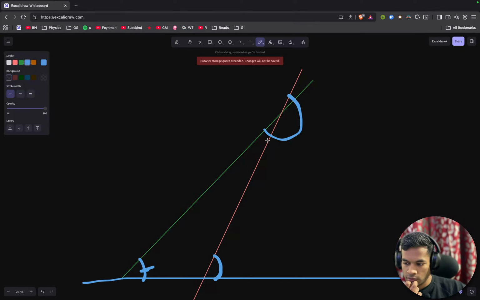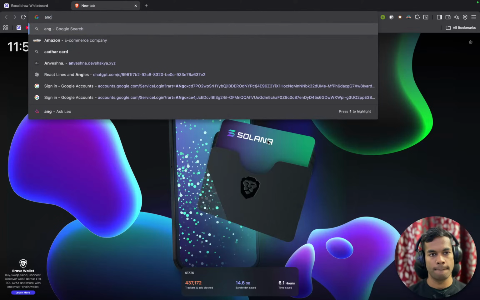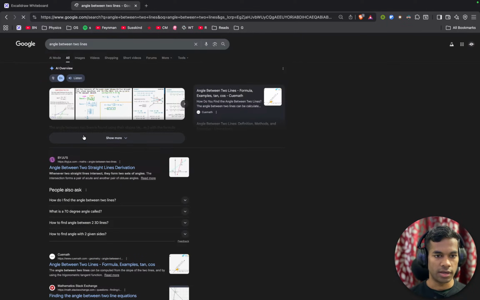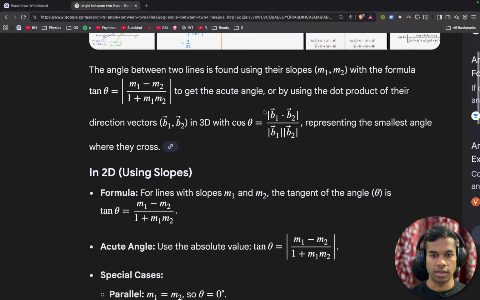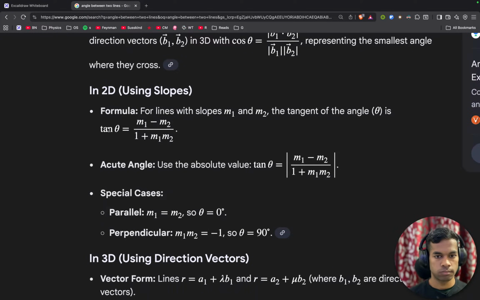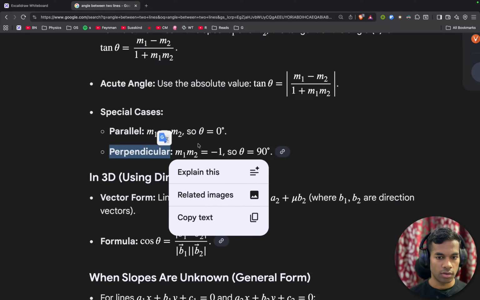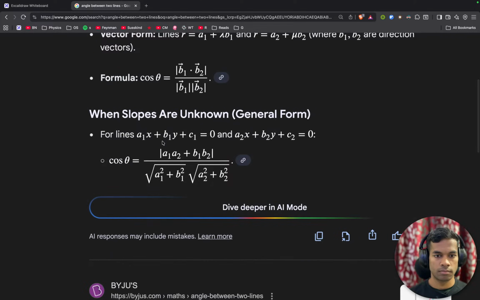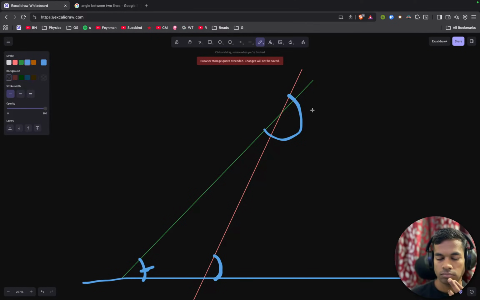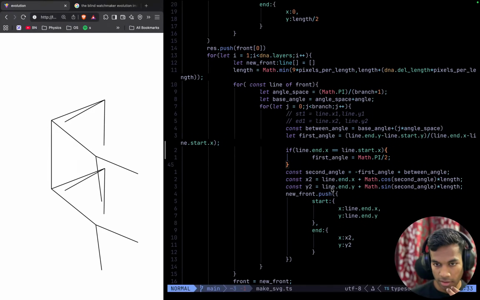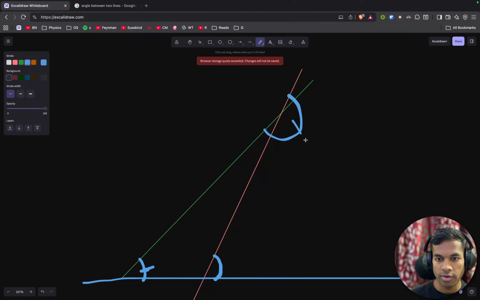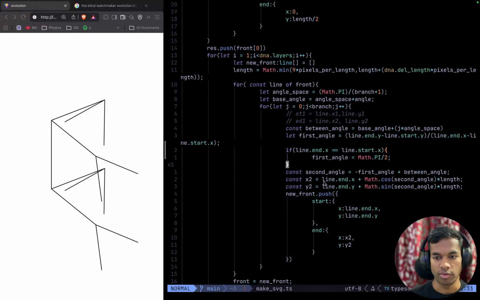Angle between two lines, y equals mx plus c. Angle between two lines is tan theta. Here in the calculation, what we are doing is we are from this angle subtracting this angle, and we are saying that the angle that we get is this one. And no, it is not working correctly, because why would it?